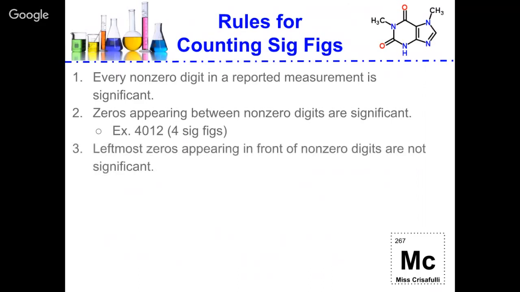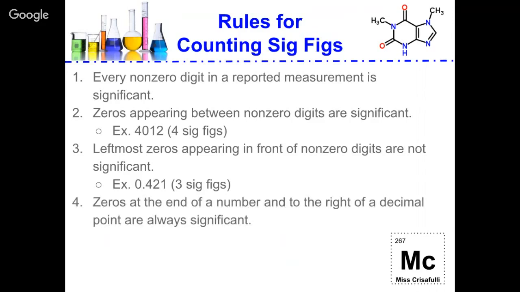The leftmost zeros appearing in front of non-zero digits are not significant. What does that mean? Well, if we look at this, that 0 in front of that decimal point, remember the number reads 0.421. That 0 in front of that decimal point does not count because it's in front of the 4, which is a significant digit. So this answer only has 3 significant digits to it.